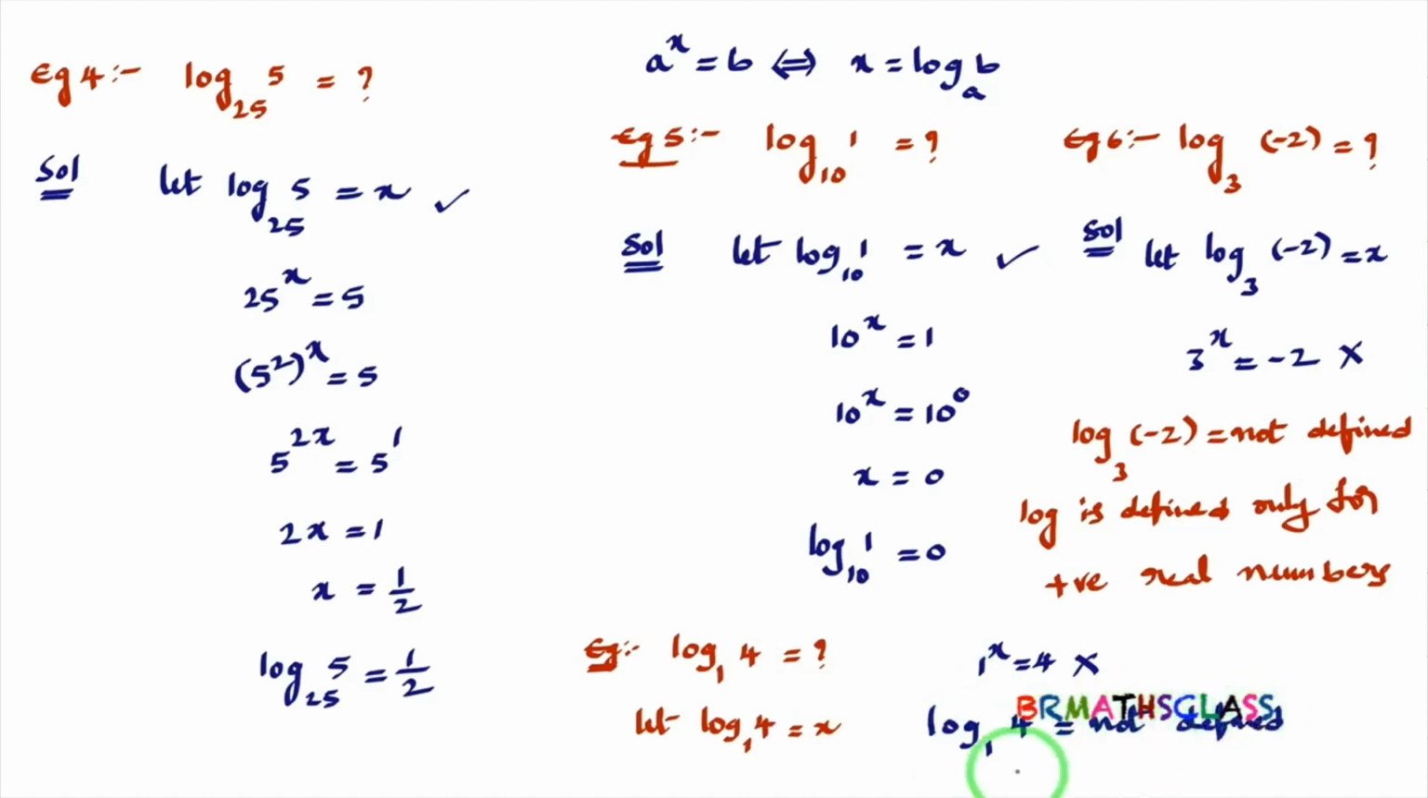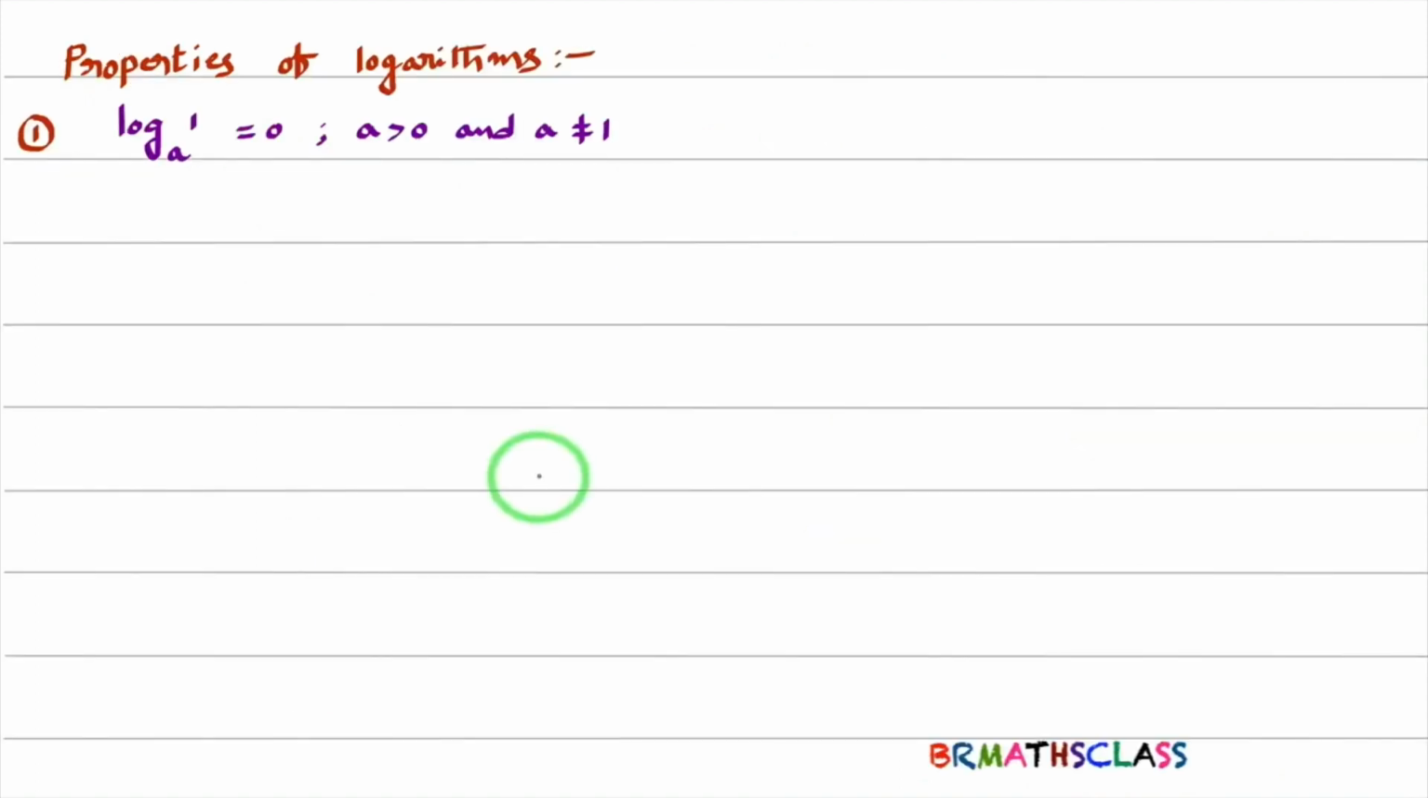Why is it not defined? Because base cannot be equal to 1. As per the definition, base cannot be equal to 1. I hope you got clarity in the definition of logarithm. In the next class, we will learn the properties of logarithms with their proofs.